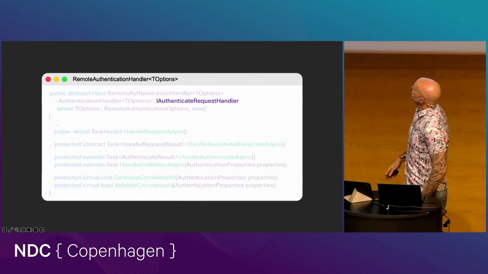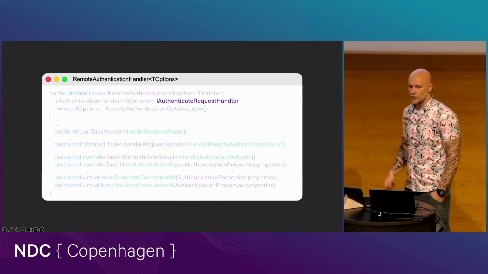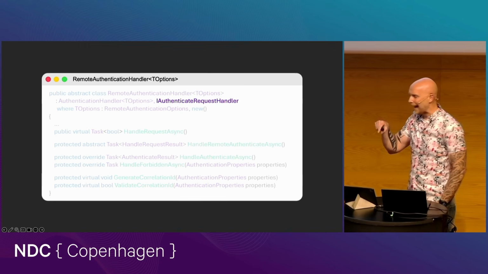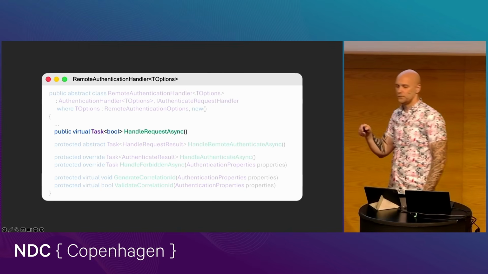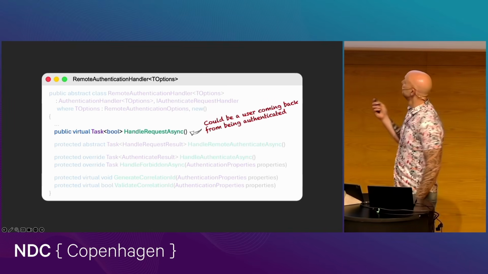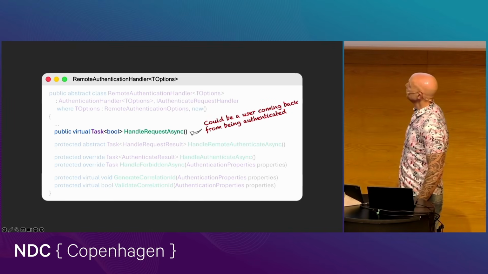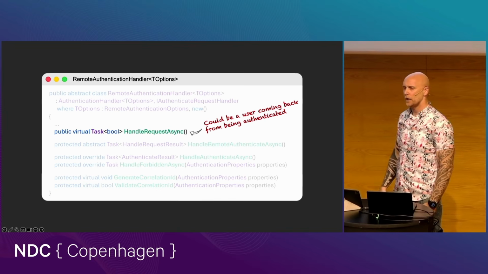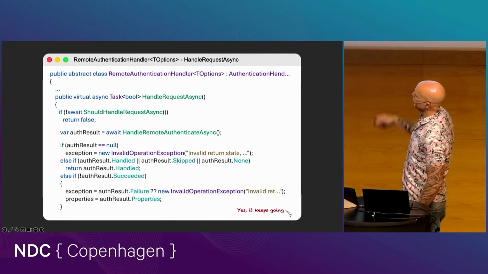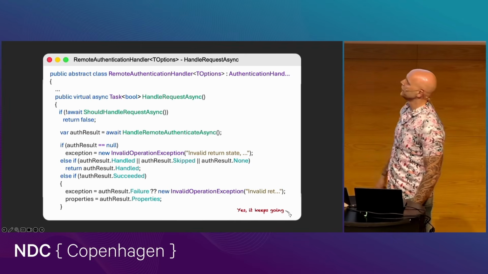This is the interesting thing: the IAuthenticationRequestHandler. As I said, it allows you to plug into any request that comes into your server. If we look at the implementation here, it asks, is this a user coming back from a third party? The way it figures that out is that it runs this piece of code here. It's a bit long, but yeah.